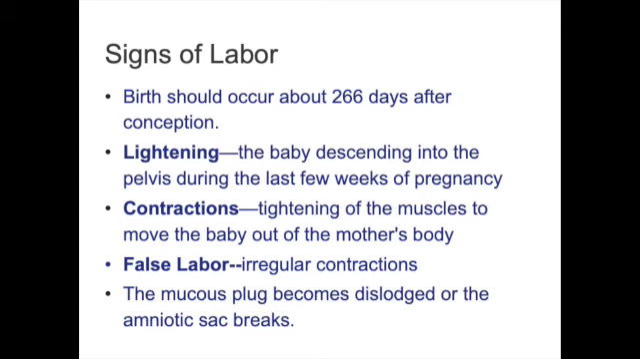All right, birth occurs about 266 days after conception or 280 days from the mom's last menstrual cycle. During the last few weeks of pregnancy, especially for a first pregnancy, the mother experiences lightening or changes in the baby's position. When lightening occurs, the uterus settles downward and forward and the baby descends lower into the pelvis.